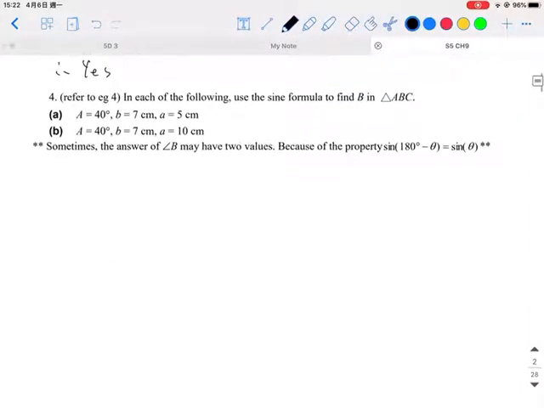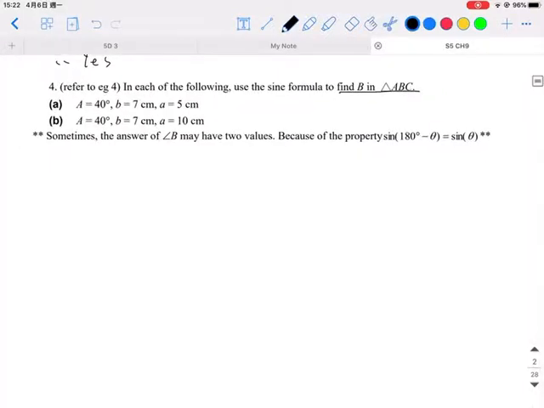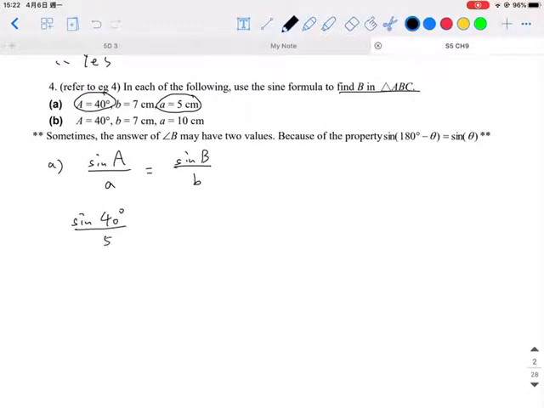And for question number 4, use the sine formula to find angle B in triangle ABC. So this time, can we find a pair of it? A is 40 degrees and a is 5 cm. So we can have a pair, which is sine A over a is equal to sine B over b. And therefore we substitute A is equal to 40 degrees and small letter a is 5, and then the small letter b is 7. After that, you can get sine B is this value.